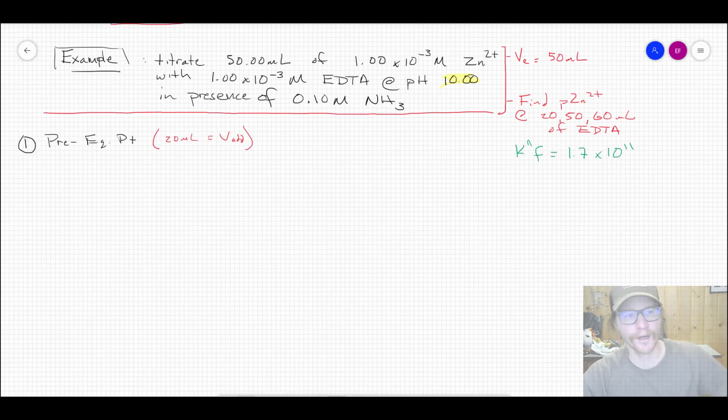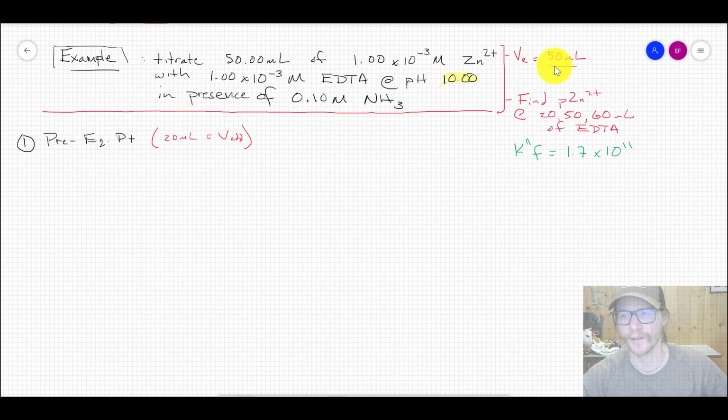So let's start well before the equivalence point. We'd already determined the equivalence point's at 50 mils. I just gave you that, but you could have easily computed that with M1V1.